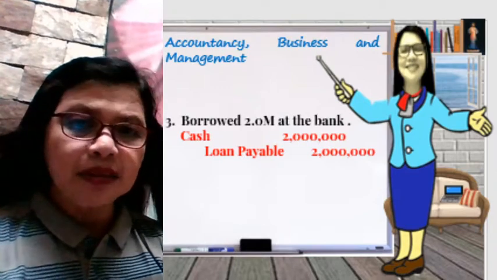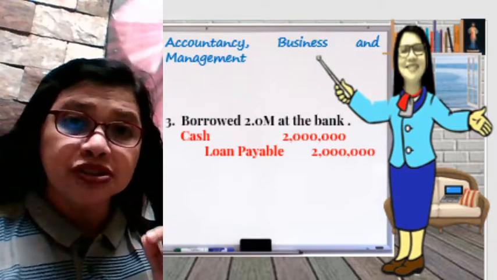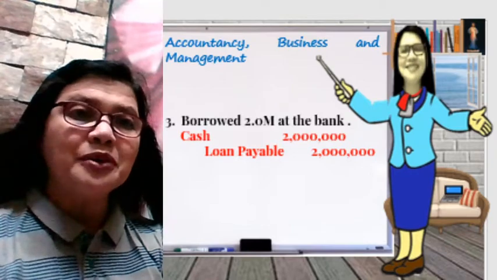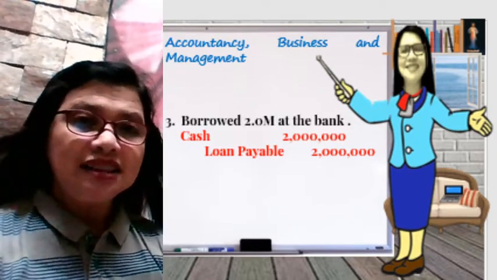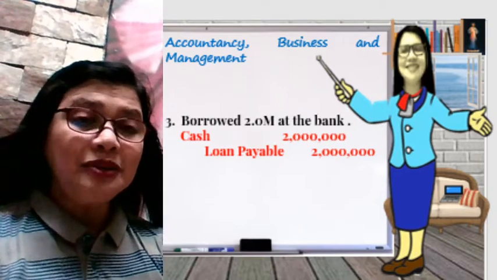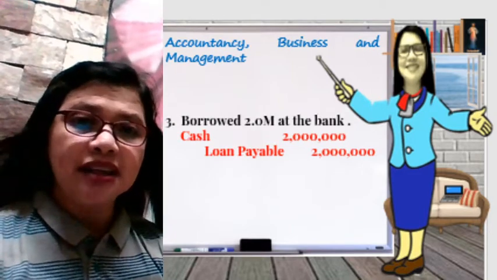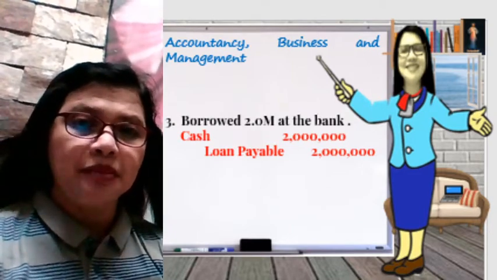Borrowed 2 million at the bank, so that's the loan proceeds from the borrowing, which is a debit to your cash. But because you borrowed money, you incurred a liability, so there is a credit to loans payable.